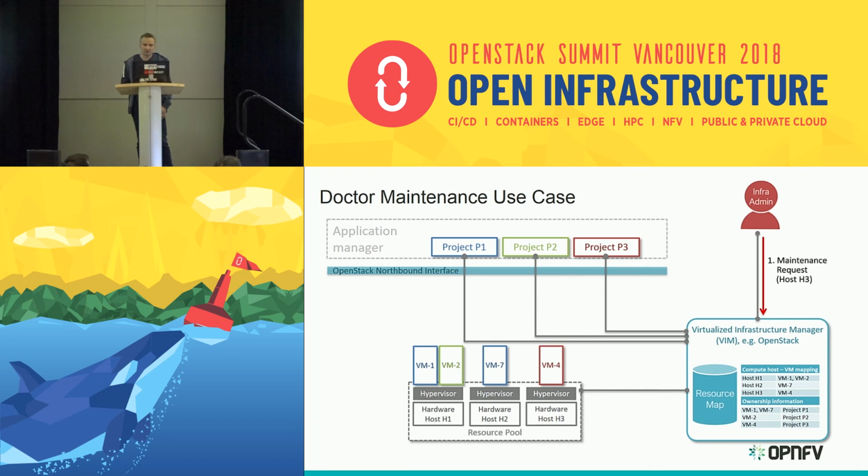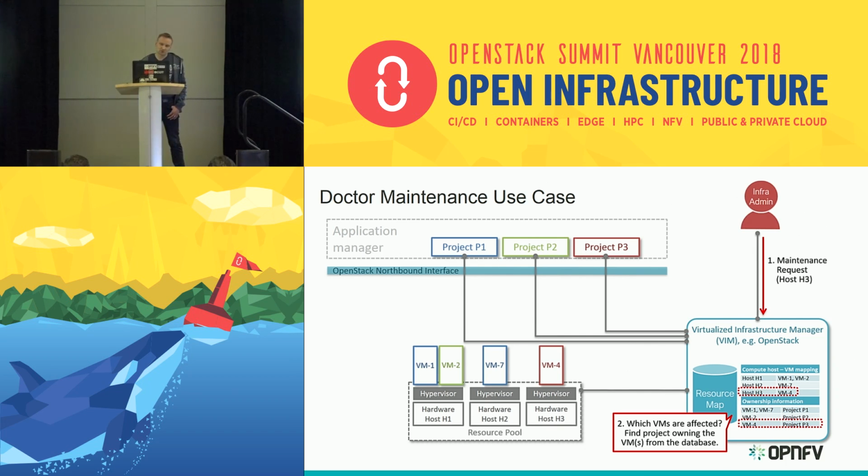And if we walk through this, the infrastructure admin wants to maintain some host, here host H3. And again, we could have a virtualized infrastructure manager like OpenStack Nova that has the mapping. So there you find out that host H3 has VM4, and we also get to know that it belongs to this project P3. So if we maintain this host, we want to notify this project P3.